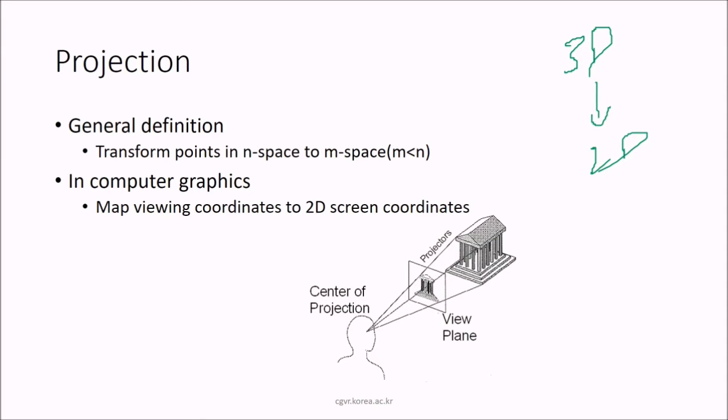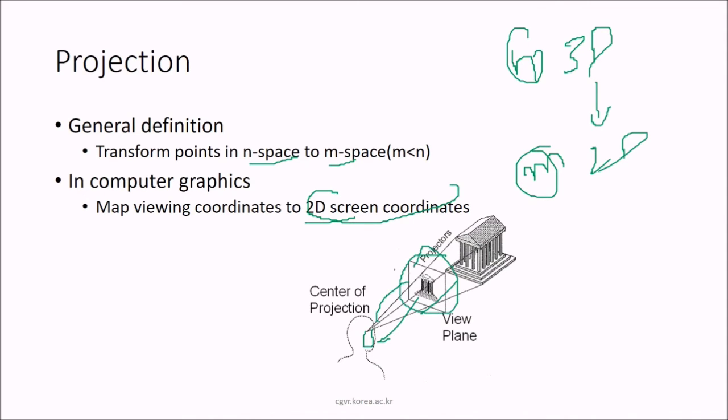So the general definition is the transformation of points from n space to m space, that is, n is greater than m. So n is greater than m, that is, 3 is greater than 2. So in computer graphics, we convert viewing coordinates into 2D screen coordinates. So these are the projectors. This is the center of the projection, and this is the projection.